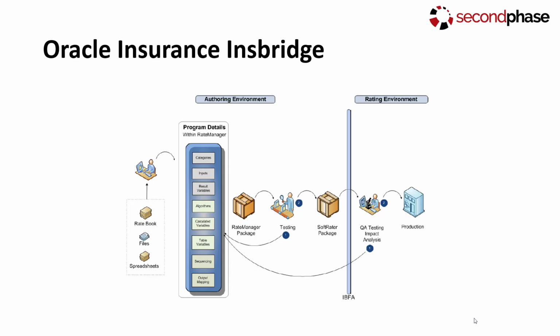And then once they've validated their changes, they would create what's called a SoftRater package, shown in item number 2. And then that would be deployed. And then they would use the IBFA administrative tool to deploy that SRP package to your various rating environments that you have configured. So you can then deploy that to your various environments such as QA and UAT, and eventually you make your way to production once all the issues are resolved.